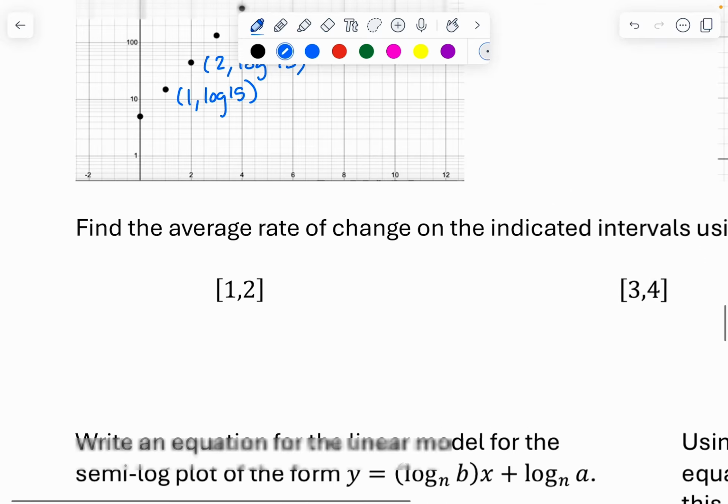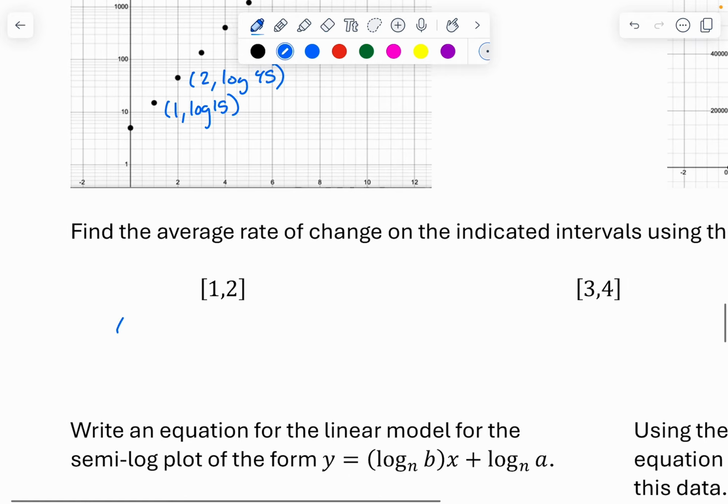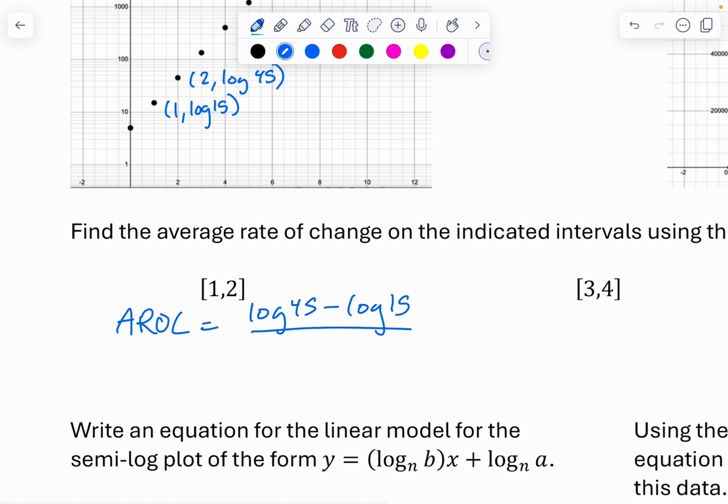Okay, so now when I find the average rate of change, I'm going to say my average rate of change is equal to log of 45 minus log of 15 over 2 minus 1. 2 minus 1 is 1, so I don't really need that. But what I do notice is I can take that subtraction of logs and squish it together using division. And so that becomes log of 45 over 15, and that reduces to log of 3.